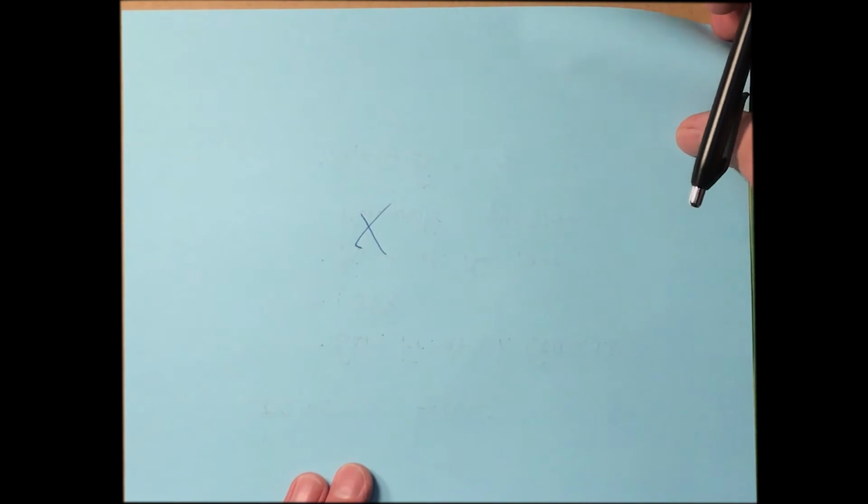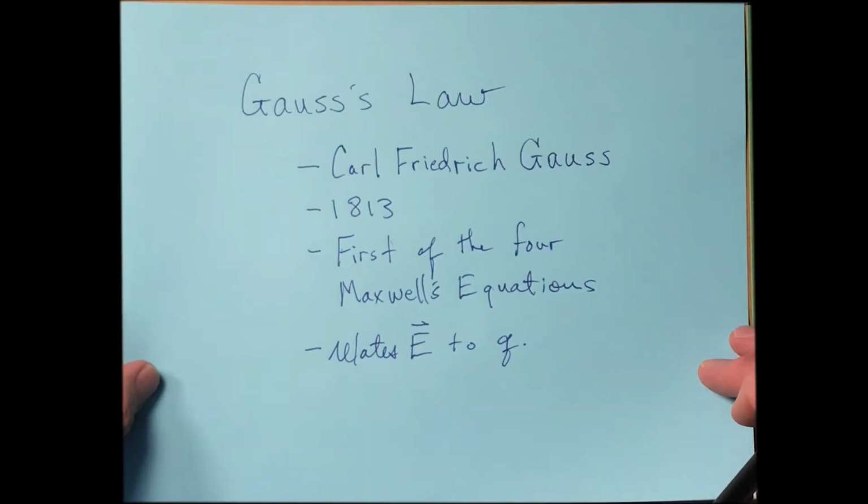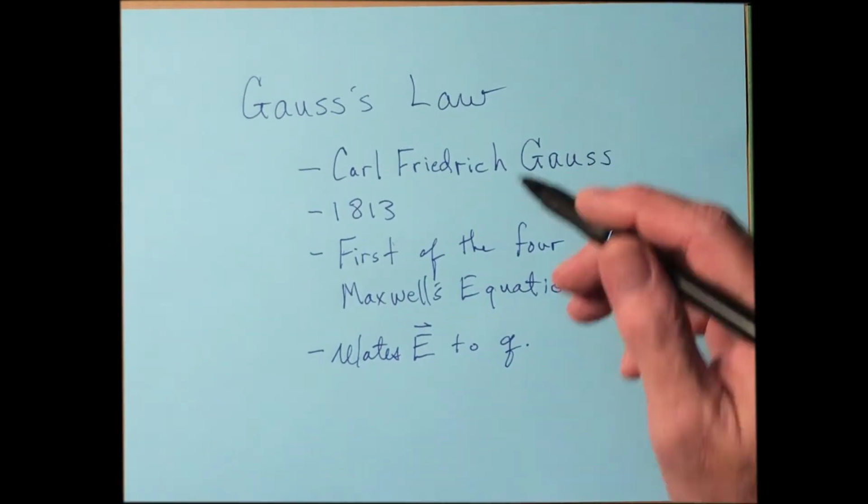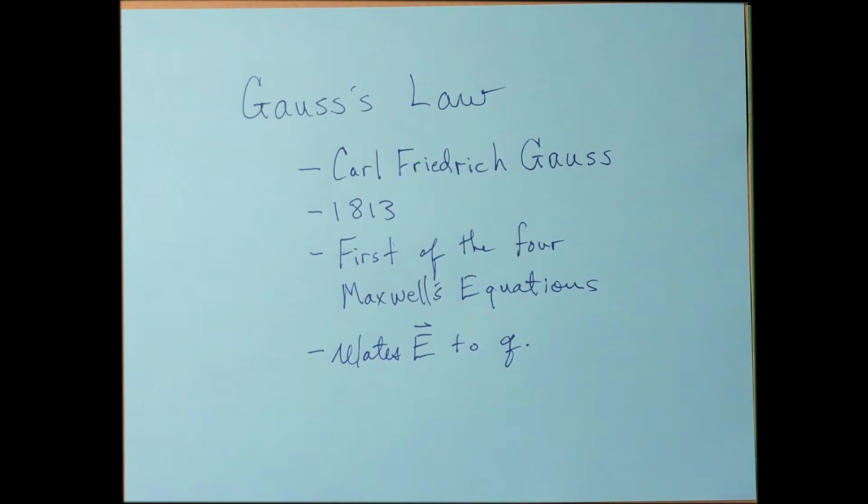All right, today we are going to talk about Gauss's law. Gauss's law is the first of the four Maxwell equations that you're going to encounter in this class. This is a law that relates the electric field to the charge. You can kind of think of this as an integral form of Coulomb's law. It's relating electric field and charge, and we've seen that sort of thing before for point charges.